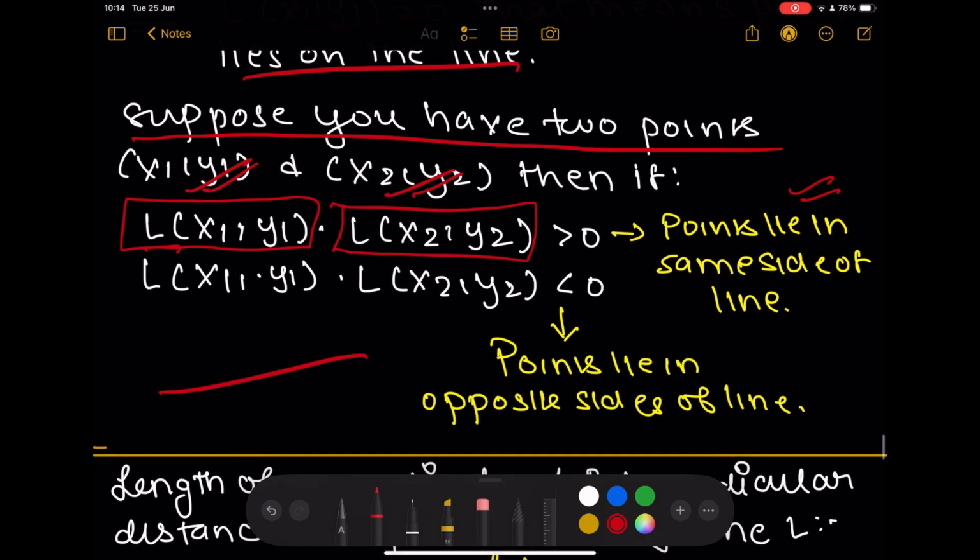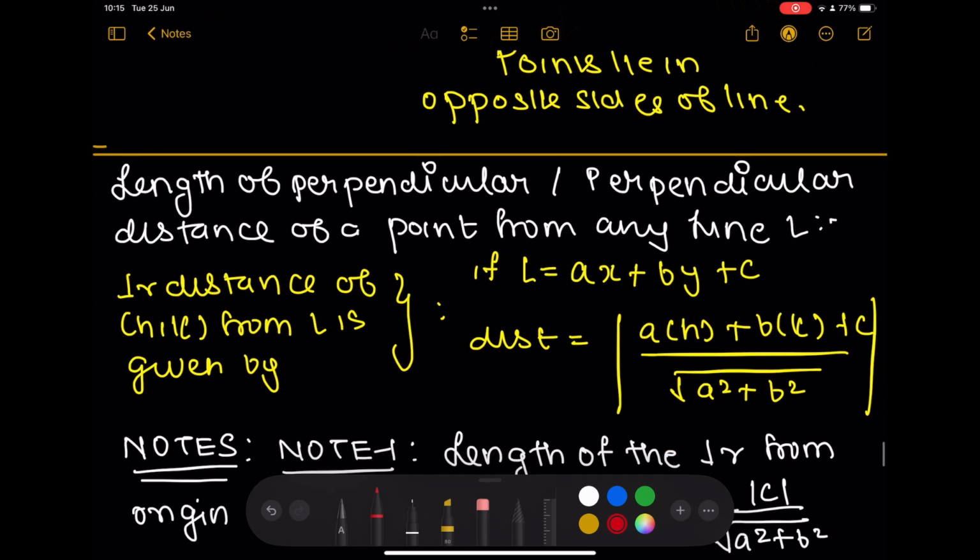What do I mean by that? This line divides this 2D space into 2 parts. Now this is part 1, this is part 2. If point 1 is here and point 2 is also here, that means they are on the same side of the line. But if point 1 is here and point 2 is here, that means they are on the opposite sides of the line. So if you substitute this point in the line equation and you substitute that point in the line equation, and the product becomes positive, that means these points are on the same side. But if the product is negative, that means the points are on opposite sides of the line. Simple, right? This concept may also be used sometimes in JEE Main, so you have to know this. Points lying on the same side, points lying on opposite sides of the line.